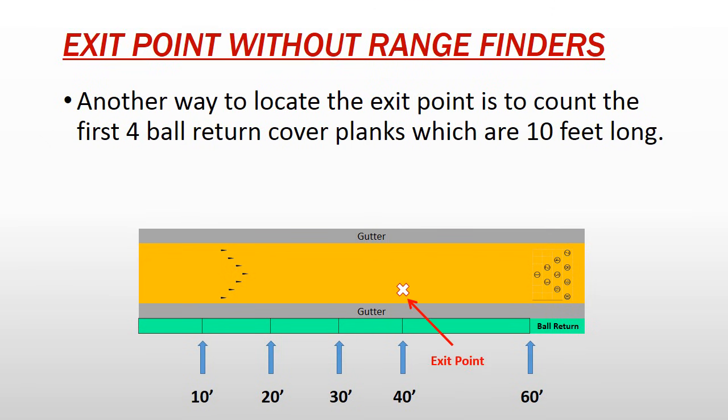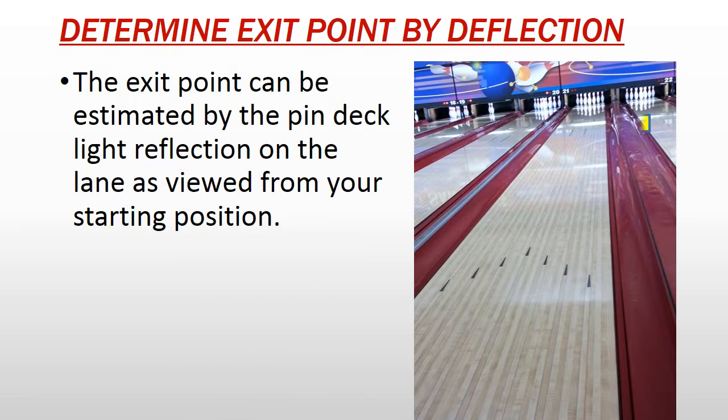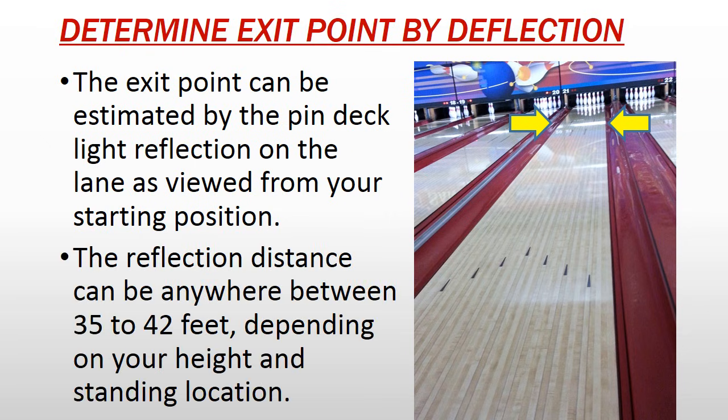Another way to locate the exit point is to count the first 4 ball return cover planks, which are 10 feet long. The last 2 planks are different sizes due to the pin counting scanner. The exit point can be estimated by the pin deck light reflection on the lane as viewed from your starting position. The reflection distance can be anywhere between 35 to 42 feet, depending on your height and standing location.